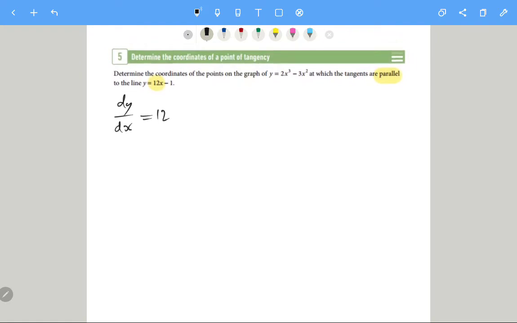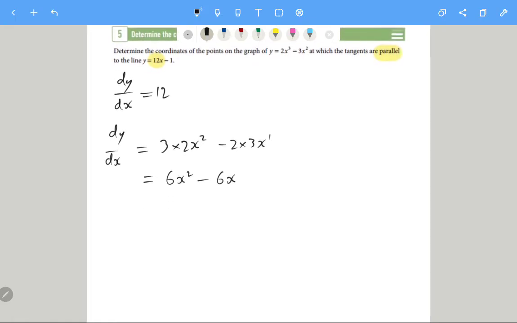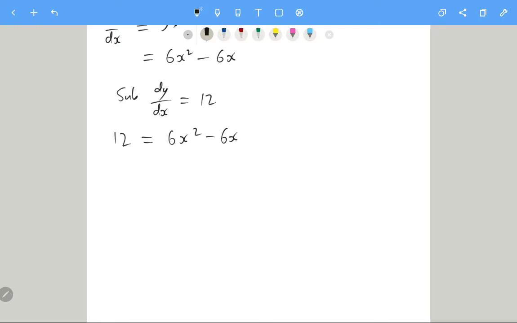Alrighty, so let's work out what dy dx is. So the original function is 2x to the 3, bring the 3 down, reduce 3 to a 2, and then bring the 2 down, and reduce the 2 to a 1. Simplify, and we get 6x squared minus 6x. And we're looking for when that function is equal to 12. Alrighty, so this is just solving a quadratic. Let's go through it. 0 is equal to 6x squared minus 6x minus 12.